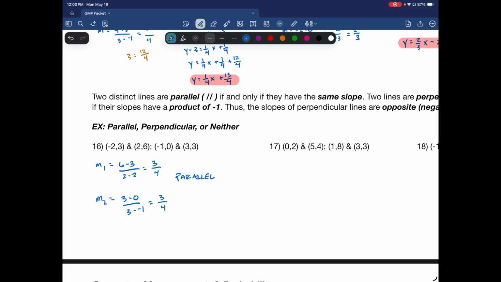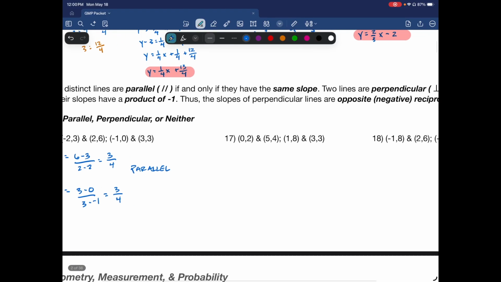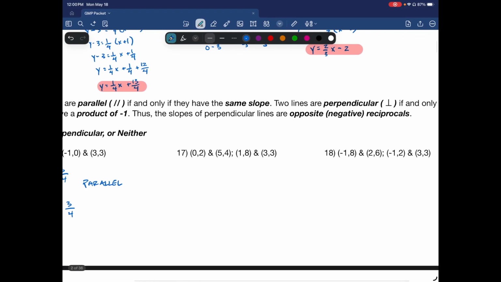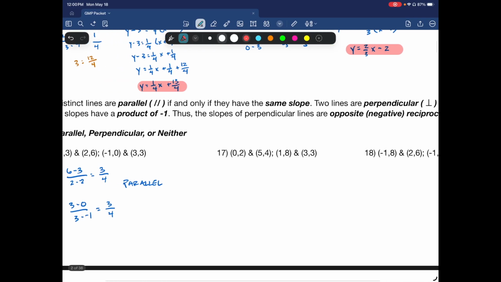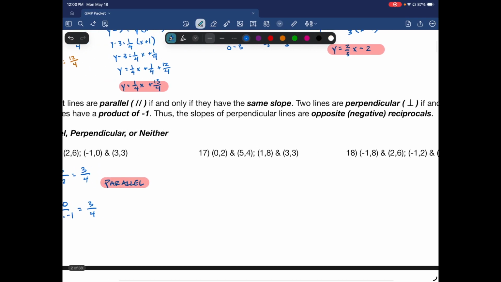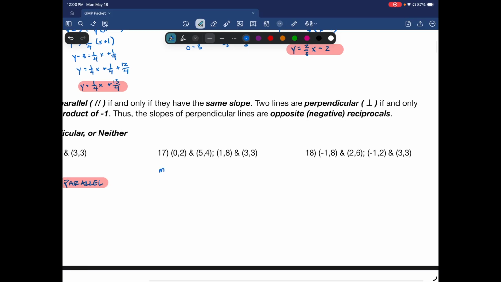And sometimes a double bar is used as shorthand for parallel. And then the upside down T means perpendicular. Those are just shorthand ways of writing it. All right, so you got parallel on that one. 17, you got to find both slopes. So you got slope 1. It's going to be 4 minus 2 over 5 minus 0. That's going to give me 2 over 5.